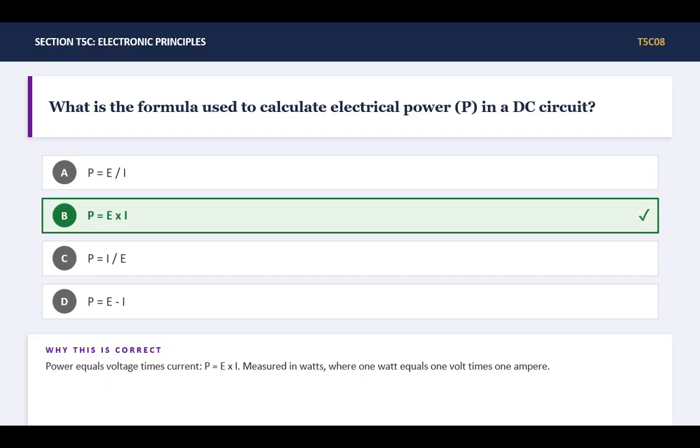What is the formula used to calculate electrical power, or P, in a DC circuit? The answer is B. P equals E times I. Power equals voltage times current. P equals E times I, measured in watts, where 1 watt equals 1 volt times 1 amp.